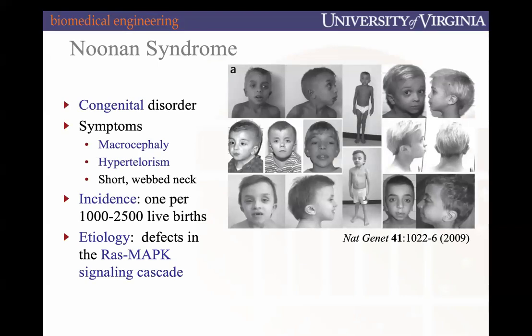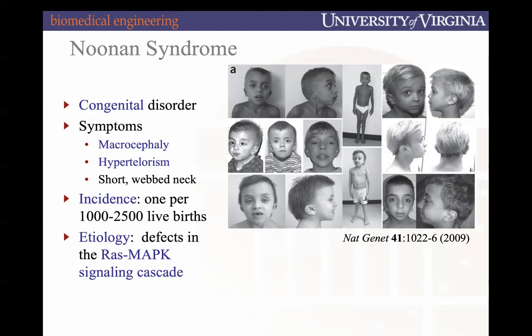Noonan syndrome is a congenital disorder, which means it happens at birth. Some of the symptoms that emerge with Noonan syndrome are macrocephaly, which means an enlarged head. We briefly touched on Edwards syndrome, trisomy 18, which displayed microcephaly. This is an instance in which a disease presents with macrocephaly. There's also hypertelorism, which is the eyes being slightly further apart. And there's also a bit of a short webbed neck.